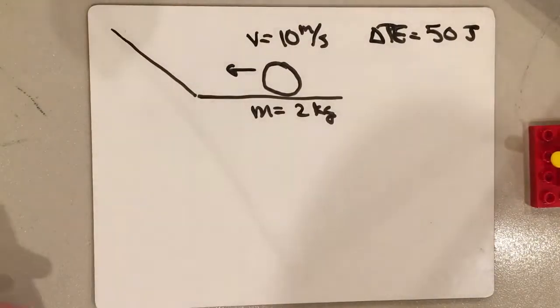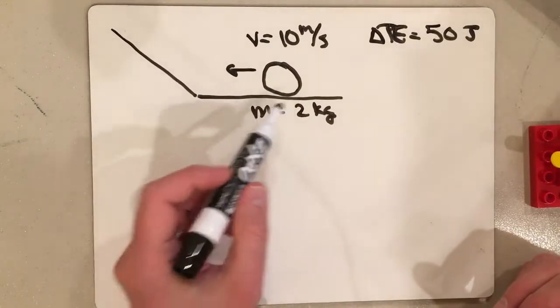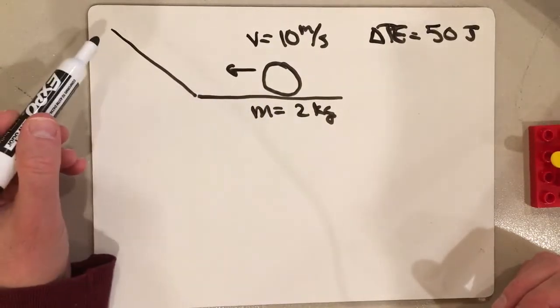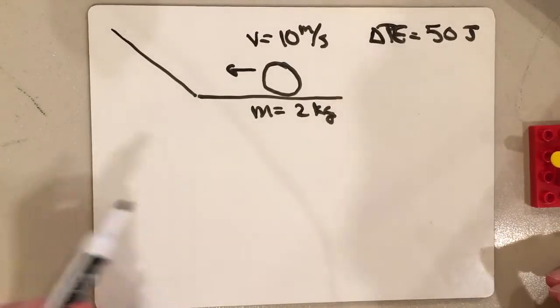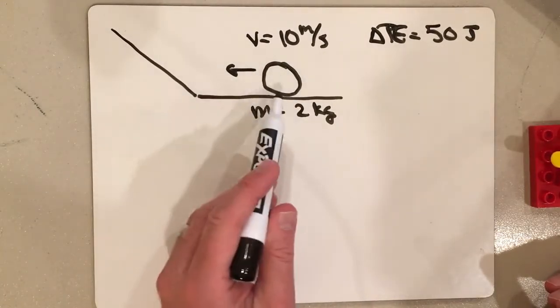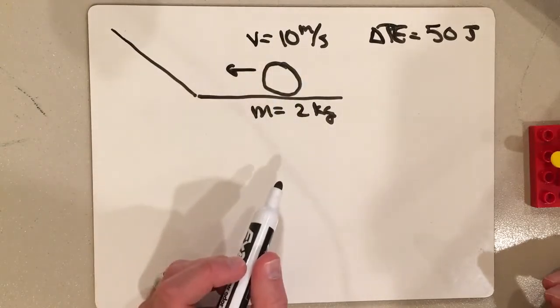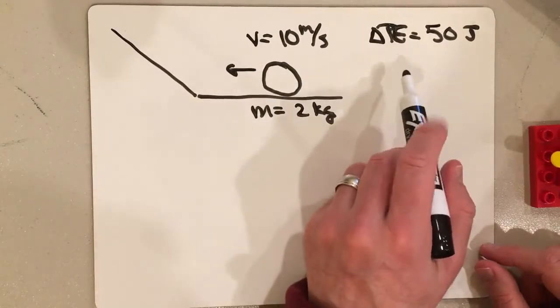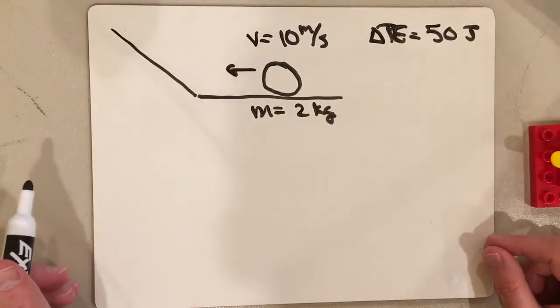Let's do a problem involving rotational energy. For this problem, I'm going to have a ball rolling up a hill, and we're going to use conservation of energy to solve this. The velocity of the ball down here at the bottom of the hill is 10 meters per second. The ball has a mass of 2 kilograms. And as it goes up the hill, 50 joules of thermal energy is going to be generated.